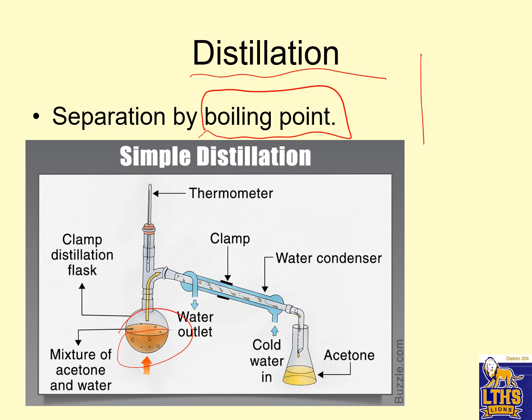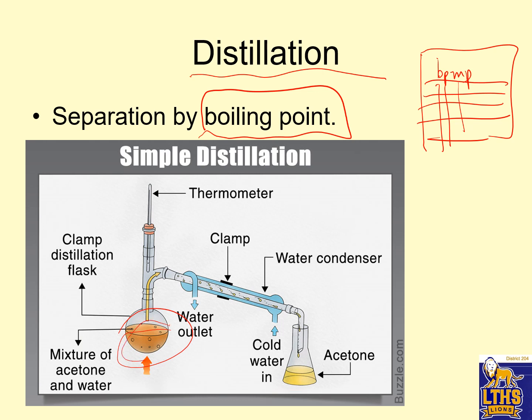Now, we saw from our handy dandy data table that acetone and water have different boiling points and melting points. So if we have a mixture of them and start heating them up, the thing that has the lower boiling point will start to boil. Remember, temperature doesn't change during the phase change of boiling, so all the acetone turns into a gas, gets cold again in this thing called a condenser, and then comes over here, and then we have acetone.